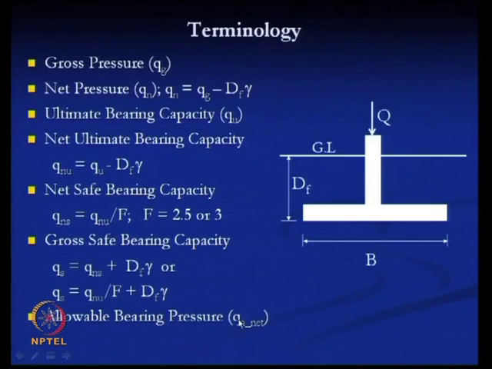So, the minimum of these two will give us the allowable bearing pressure, that is q allowable net. One is from the net safe bearing capacity, the bearing capacity consideration, and the other is from the settlement consideration. Then the minimum of these two, bearing and settlement, will give us the allowable bearing pressure. So, these are the different terms that we will use for this analysis.